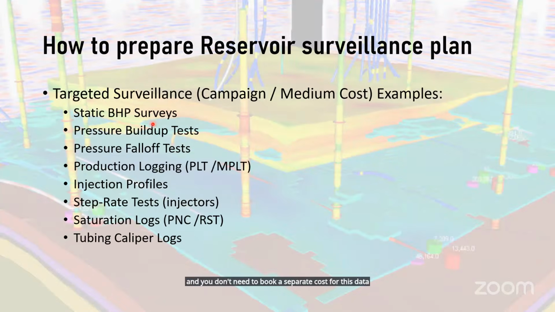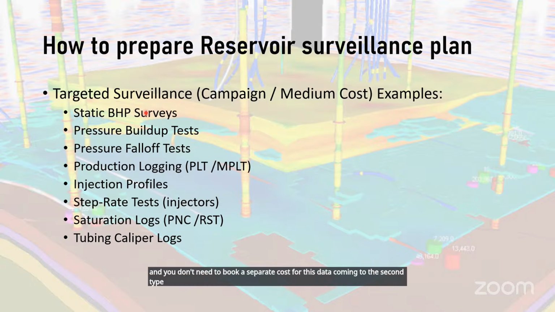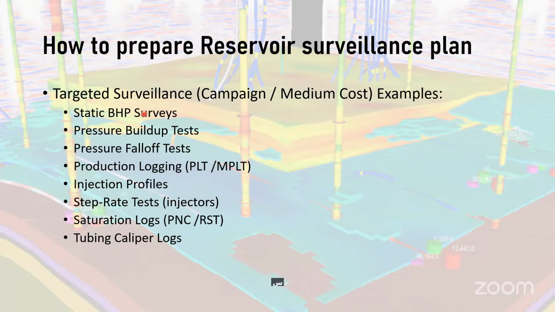Then coming to the second type, which is the targeted surveillance. Targeted surveillance is not data that is recorded every day. You are targeting a certain service company to report, for example, a static bottom hole pressure, or to do a build-up test in certain wells.